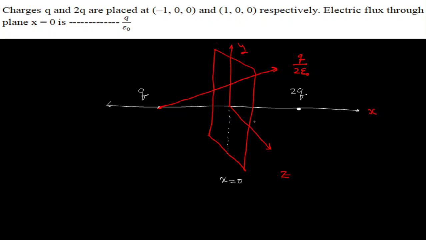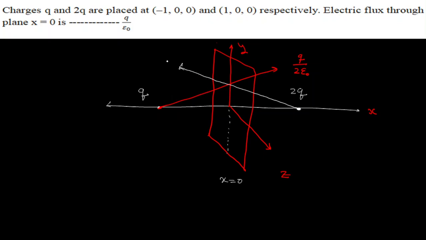And we also have another charge 2q on the right side of the plane, and it's also a positive charge, so it will create an electric field from right to left. So because of that, the net flux will go in the left to right direction, and the other in the right to left direction.